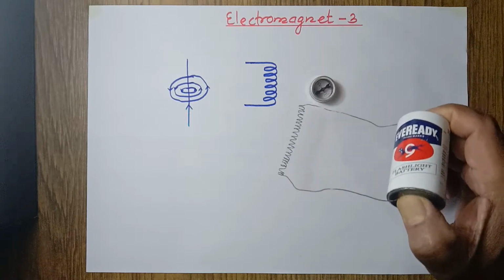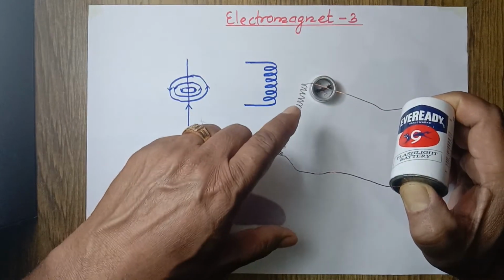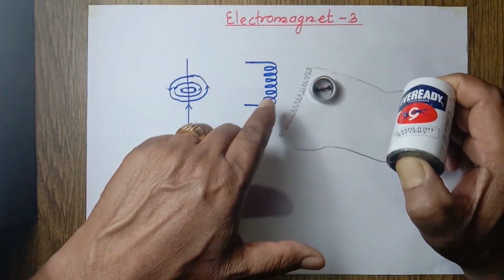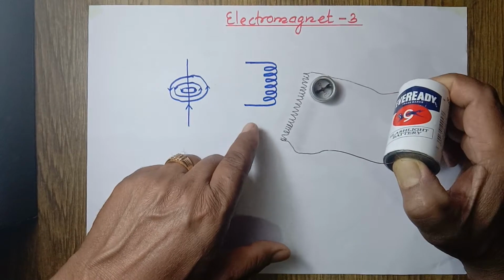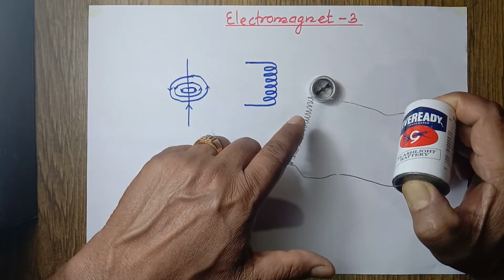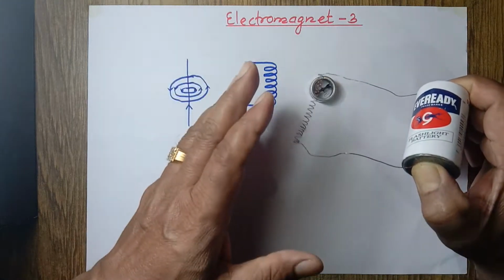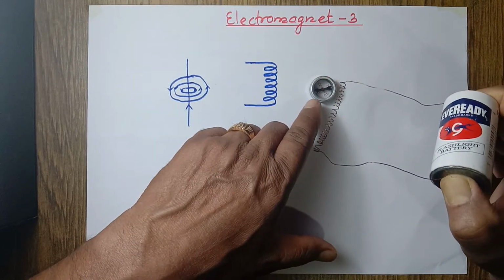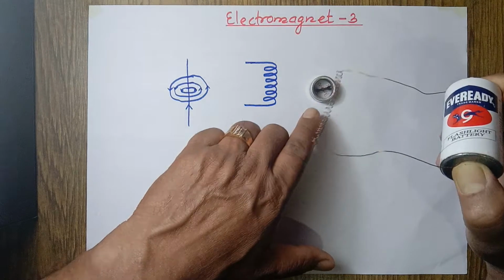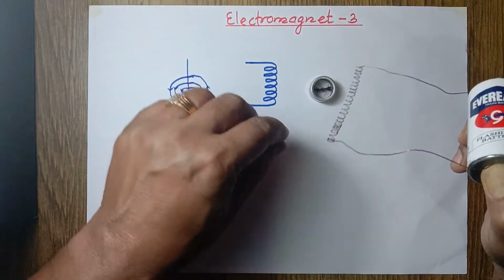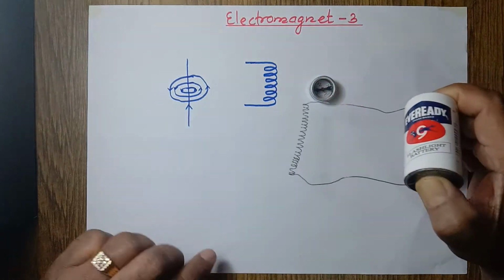What does it mean? It means when the insulated copper wire is turned in such a way that it forms a solenoid, then that solenoid has a reasonable amount of magnetism around it, and that can be seen with the help of this needle magnet. That is called a magnetic compass, which is placed inside a circular box.